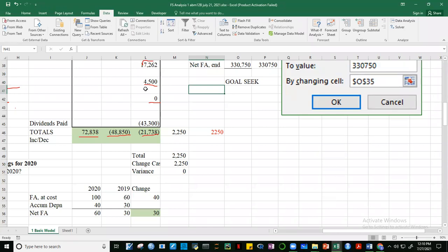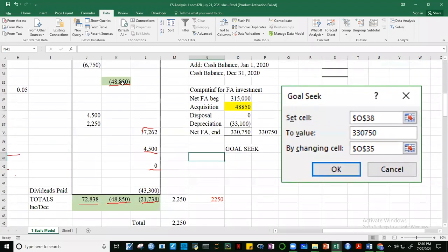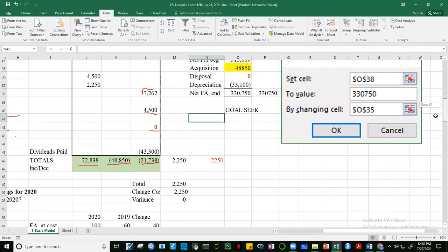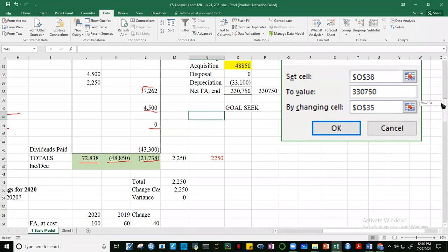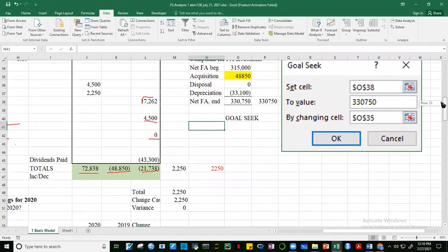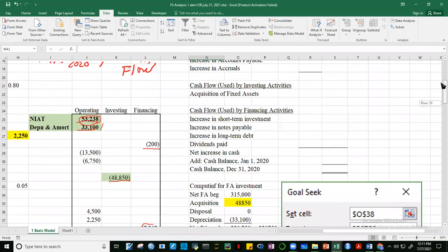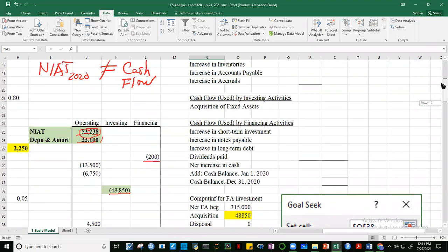I hope clear siya. Okay, so okay na tayo, no? Saan na tayo? Okay na tayo, guys. Ang acquisition natin is 48,850 and that balances our increase in cash of 2250. With that, guys, ready na tayo. Ready na tayo i-construct yung statement of cash flows natin.